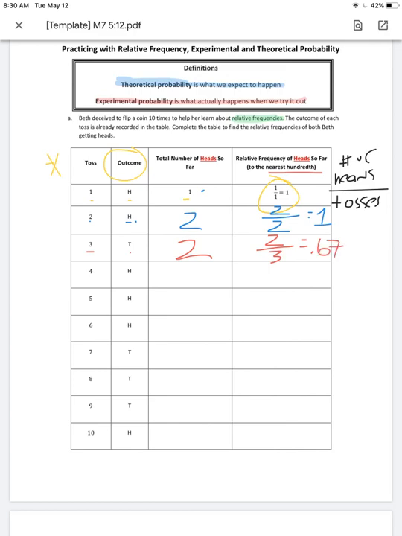So you're continuing that kind of pattern, that formula, for the next tosses. Okay, so you're taking the total number of heads, and you're dividing it by the total number of tosses.